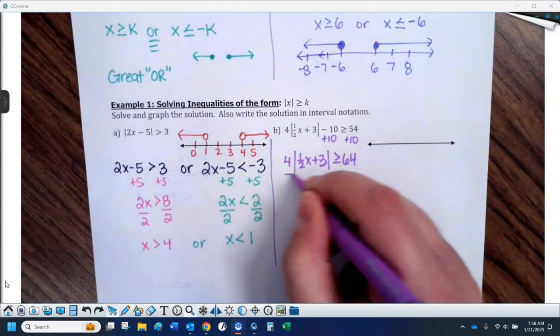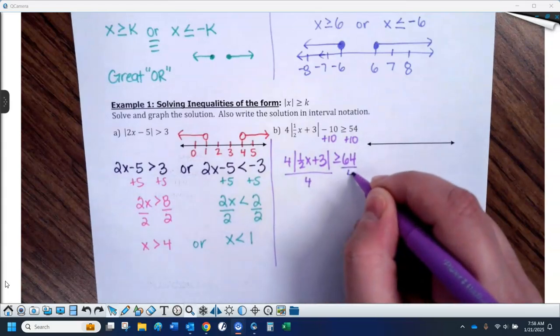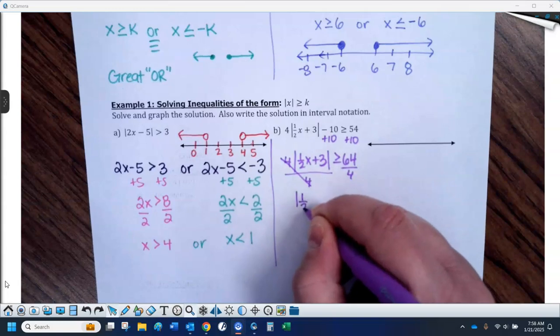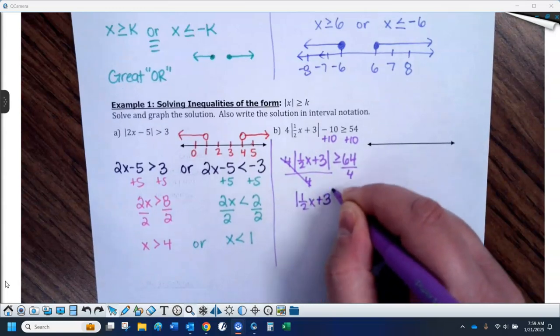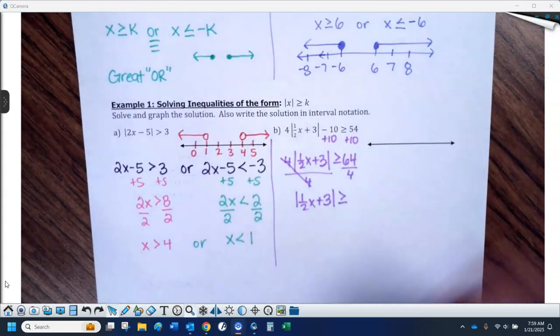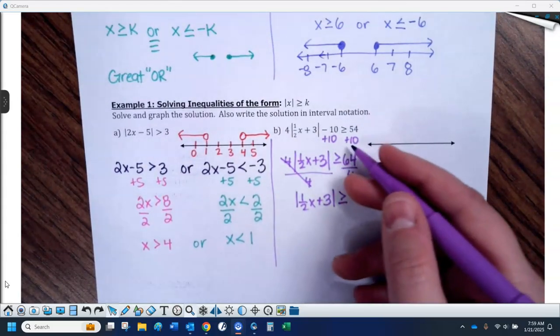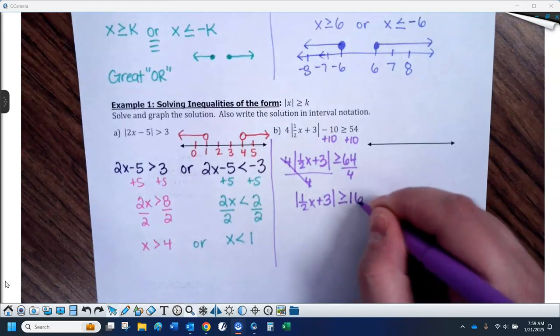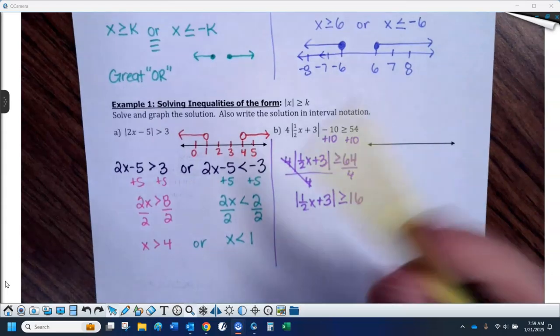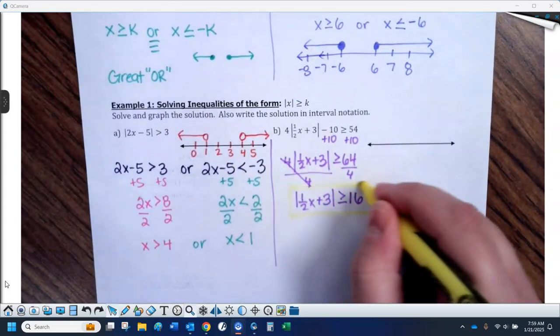What you actually want to do here is divide. And all that's going to do over here is just cancel the 4 out. And then we have our absolute value |1/2 x plus 3|. That's now by itself. Nothing is flipping a sign over, none of the actions I've done. I added 10. I'm going to divide by 4. This is 16.